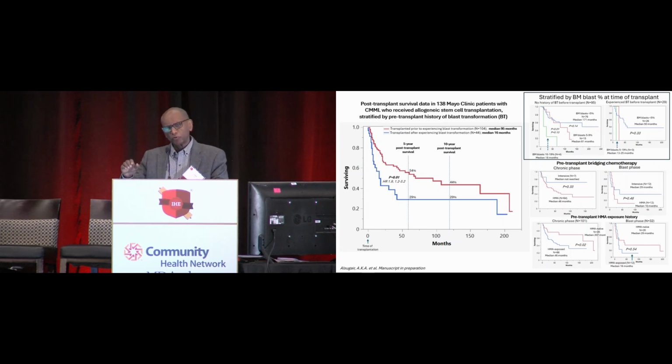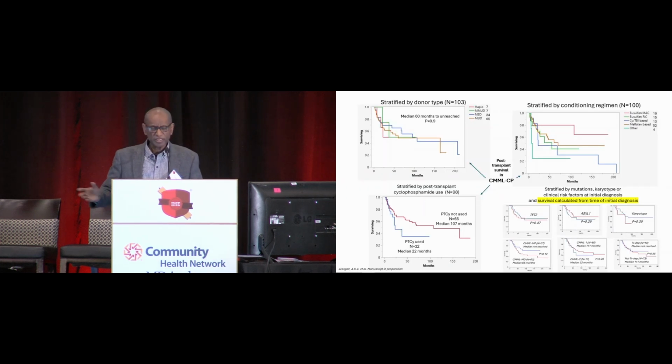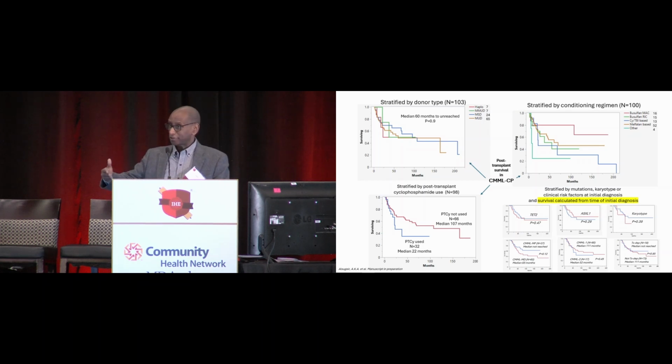But we also learned a few things. The outcome is better if at transplant the blast count is less than 5%. So get them in the chronic phase. Don't wait to go into blast transformation. And if they did, try to get them into remission before you transplant them. What else mattered? Well, we looked at everything. Donor type didn't matter. Conditioning. Myeloablative Cytoxan busulfan appears to be a little better. But this is a small number of patients. You can't really say. But really, for the most part, it really didn't matter.